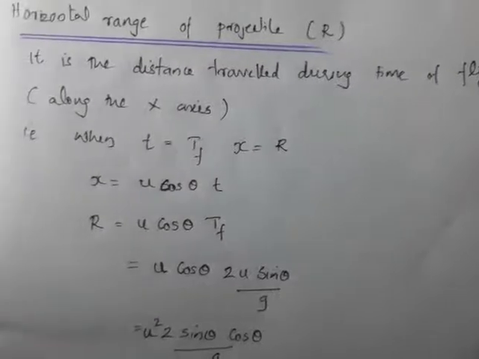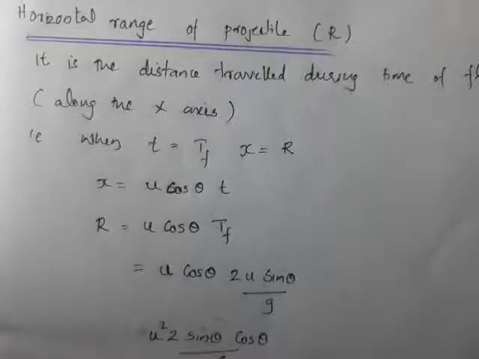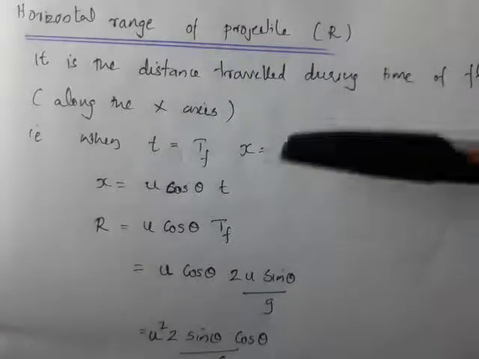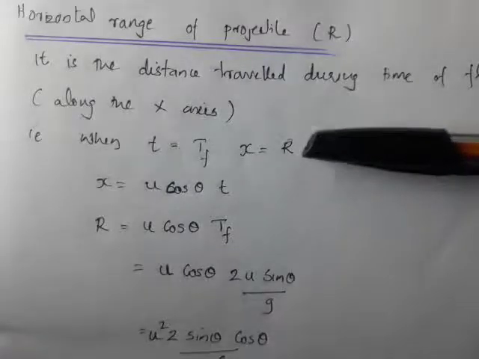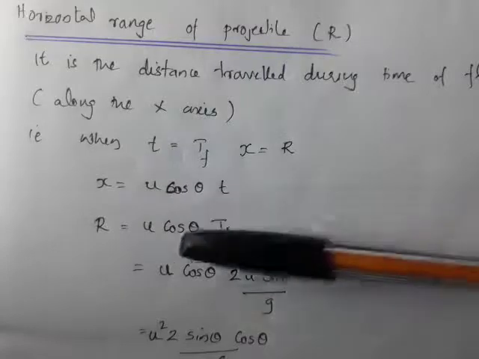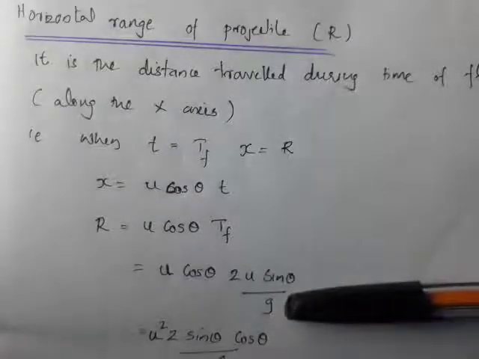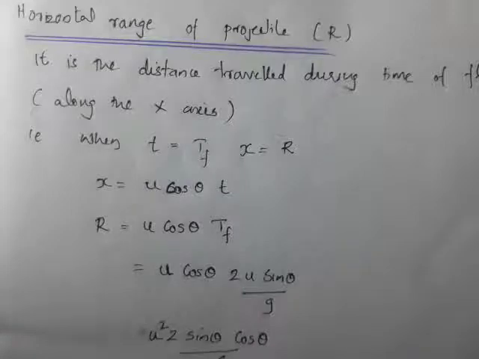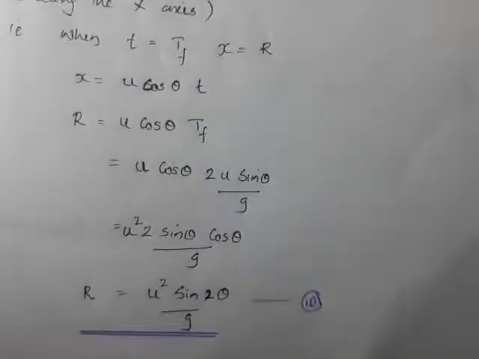So the horizontal distance covered by the projectile in the time of flight is what? Horizontal range, represented as capital R. So when t is tf, the x distance covered is what? Horizontal range. X distance was u cos theta into t, so there you substitute t as tf, that is 2u sin theta by g, you get the horizontal range as u square sine 2 theta by g.